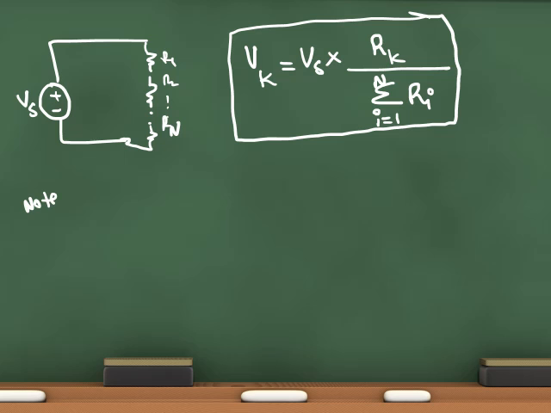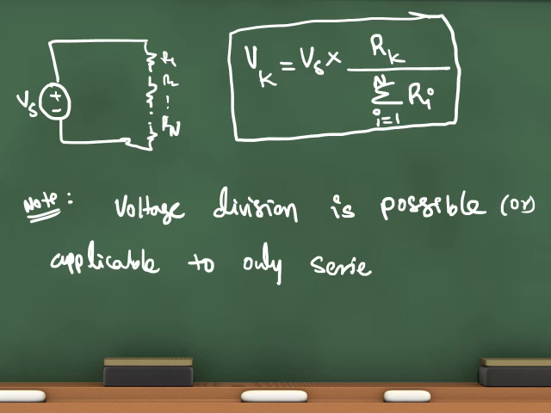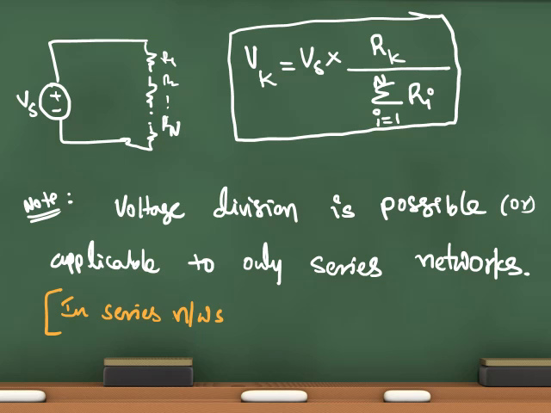Voltage division is possible only in series connected resistors. Or, in textbook language, voltage division is applicable to only series networks. Because in series networks, what about the current? The current is the same. So the current can't be divided, it will always be the same. So the only thing available to be divided is voltage. So in series connections, current is constant and voltage can be divided. That is the way.